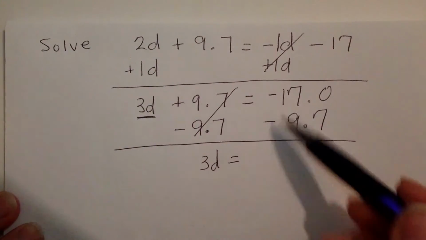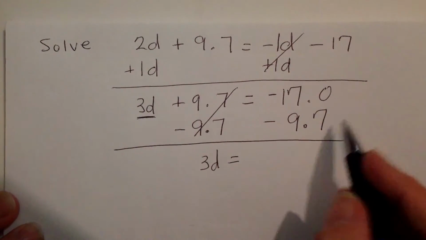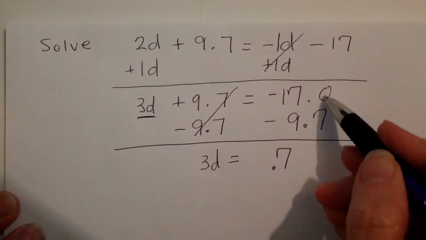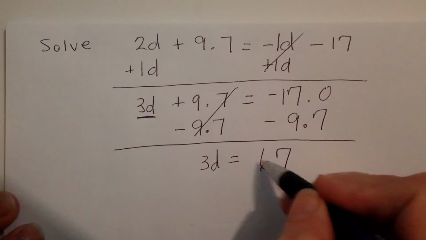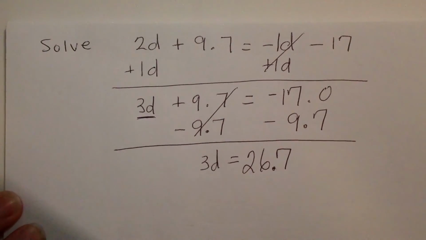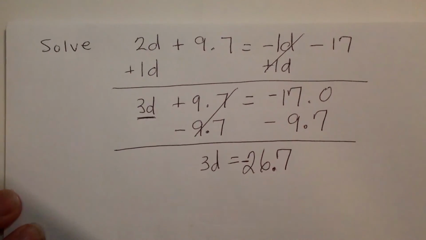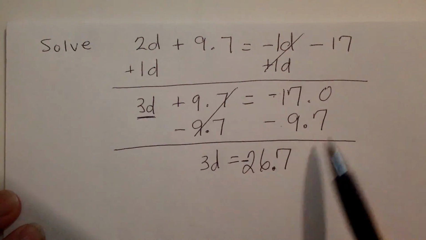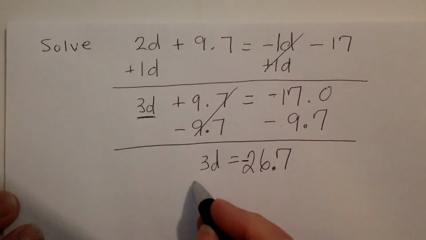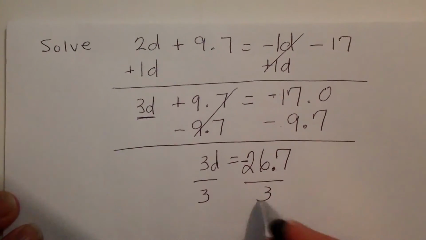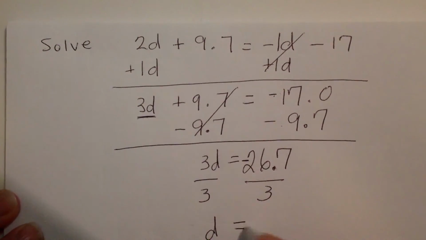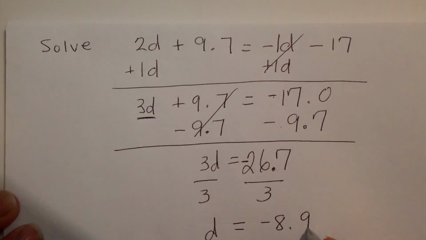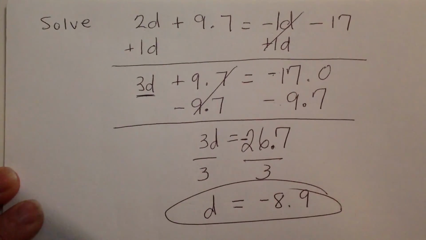Here we have two negatives, so actually we're adding. When I add this together, 7 plus 9, 16, carry my 1, I end up with 26.7, and it's negative. So it's like I was adding two negatives together, and I end up with negative 26.7. Now let's divide both sides by 3. Therefore, d equals negative 8.9. So your final answer to this problem is negative 8.9.